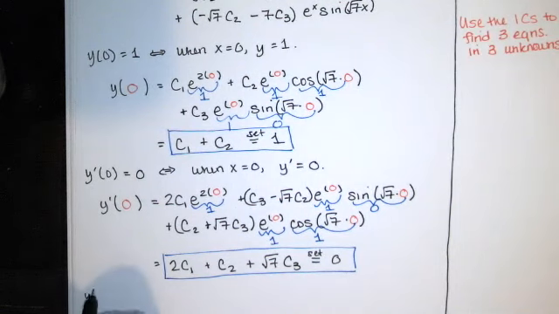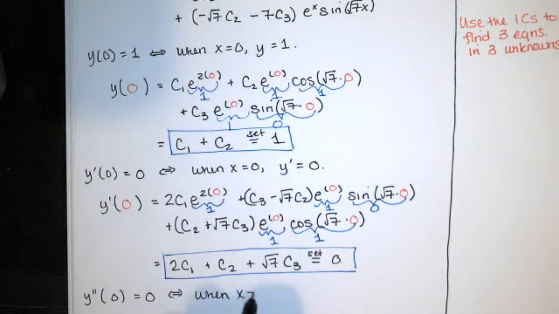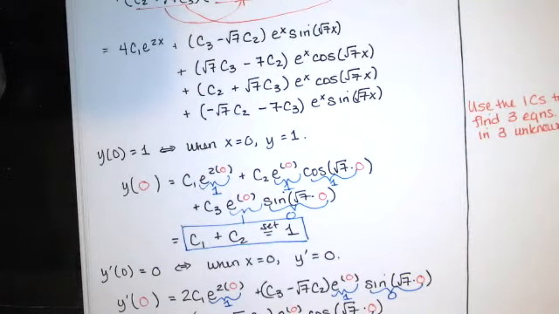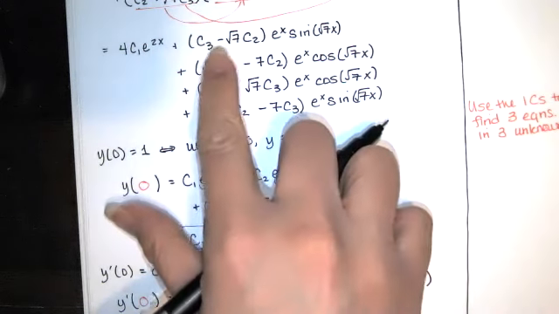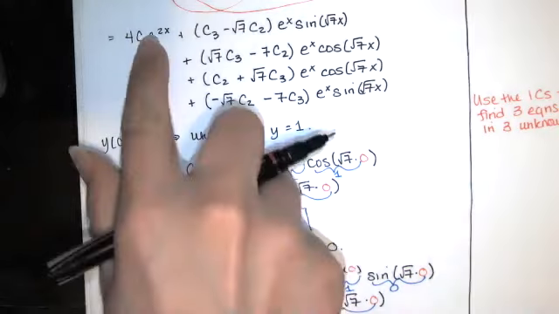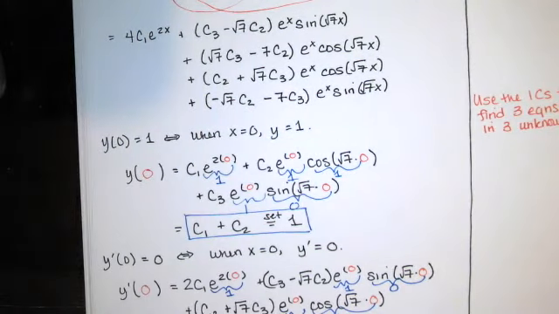The last one comes from y double prime. We were told that y double prime of 0 equals 0. So that means that when x is equal to 0, y double prime is equal to 0. And y double prime was this expression right here. So I am going to look right up here and evaluate. We have 4 times c1 times e to the 2 times 0. So that's just going to be a 4c1.